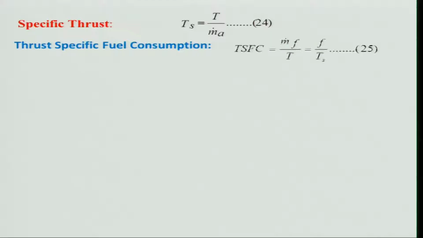Another very important parameter which we will have to look at is thrust specific fuel consumption. As the name indicates, it is the amount of fuel consumed per unit thrust produced, right. And if I divide this by m dot A, that is m dot A divided by m dot A, you will get f, that is the fuel air ratio, and the other one is the specific thrust, right.